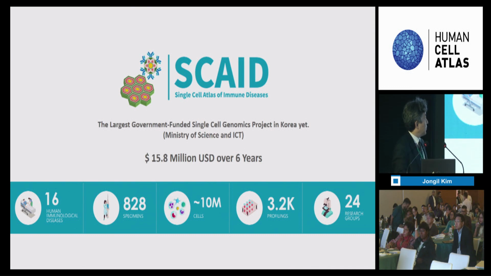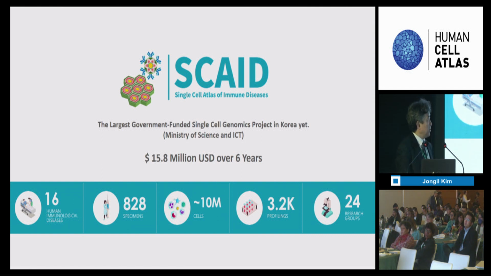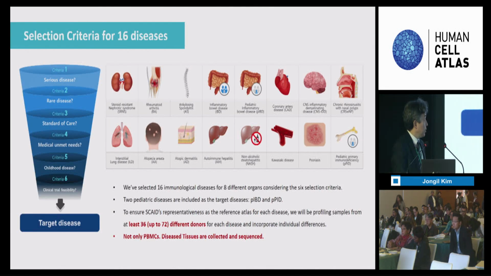It's funded by the Korean government, the Ministry of Science and ICT. Initially, more than $15 million was allocated for a 6-year project. We are targeting 16 diseases, more than 800 specimens and samples, and more than 10 million cells, and 24 different labs or PIs are involved in this project. This is a list of the 16 diseases.